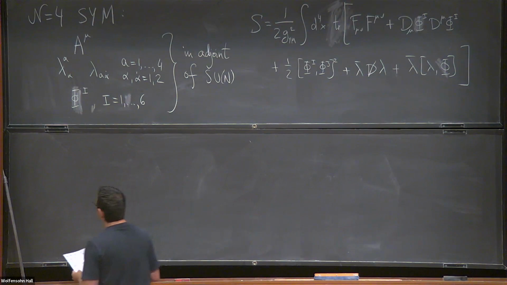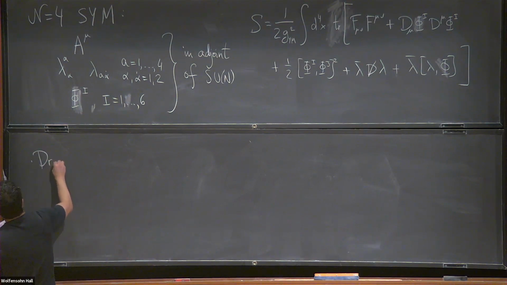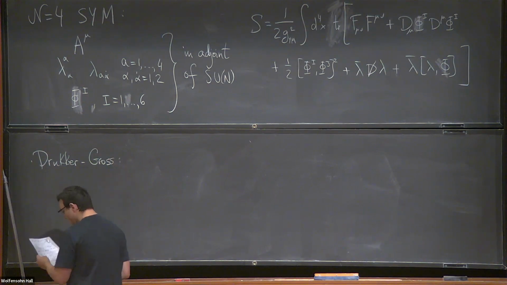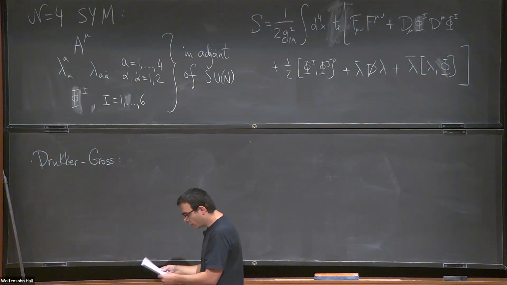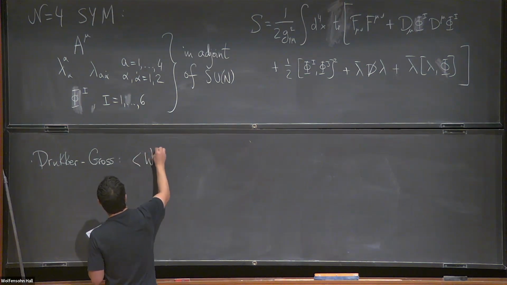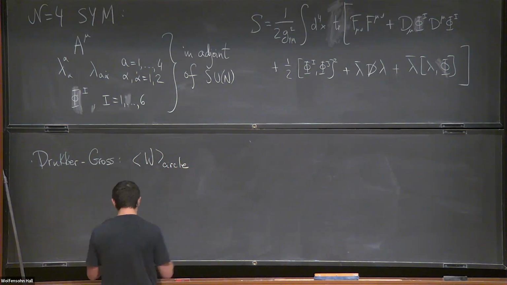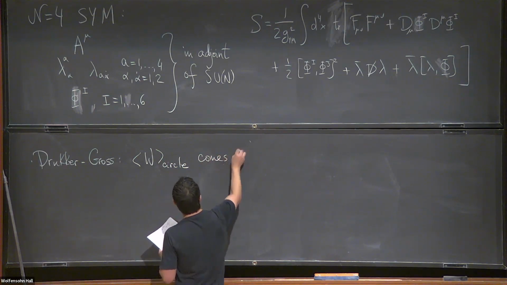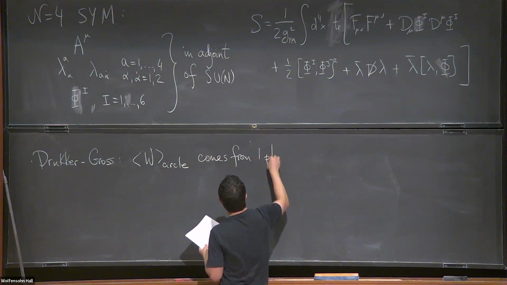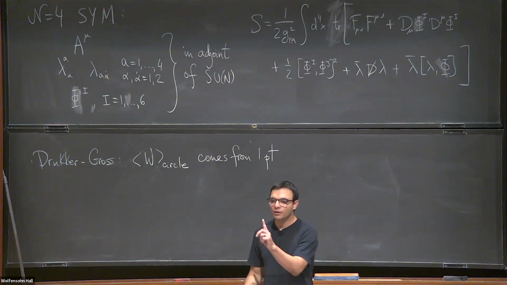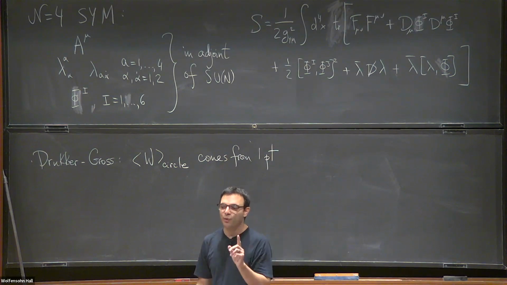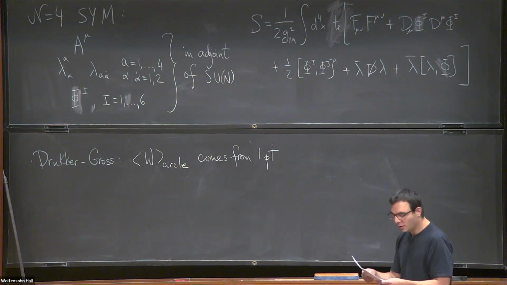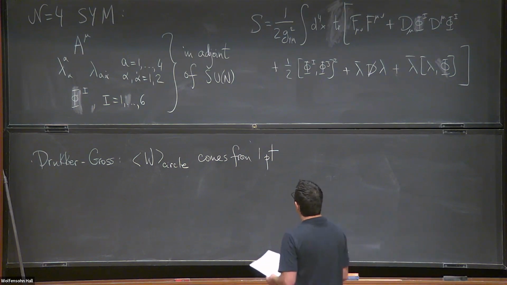So that led Drukker and Gross. You could do the exact same thing at weak coupling. So that led them to conjecture that the answer for the circle comes from one point. So it's a field theory supported at one point. Field theory supported at one point is just a regular integral. You just integrate over the fields at that point. So the answer should be a matrix model.